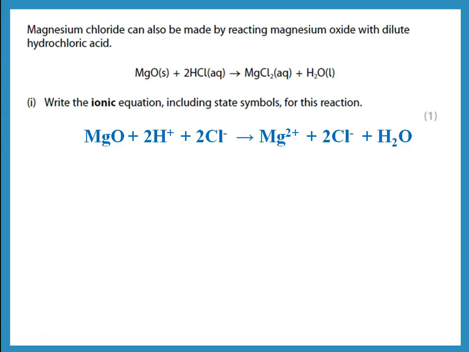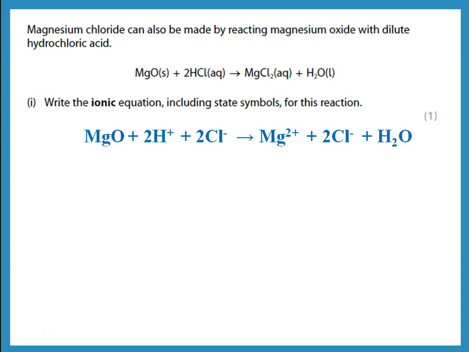After the arrow, I have magnesium chloride aqueous. So magnesium is in group 2. It has a valency of 2, so it's magnesium 2 plus. Now, I have 2 chloride ions. Each of them is negative. You don't write Cl2 minus. Each chloride has a valency of 1, so each chloride can have only 1 minus on it. But then I have 2 of them, so it is 2Cl minus, and water is a liquid. It comes down as it is.